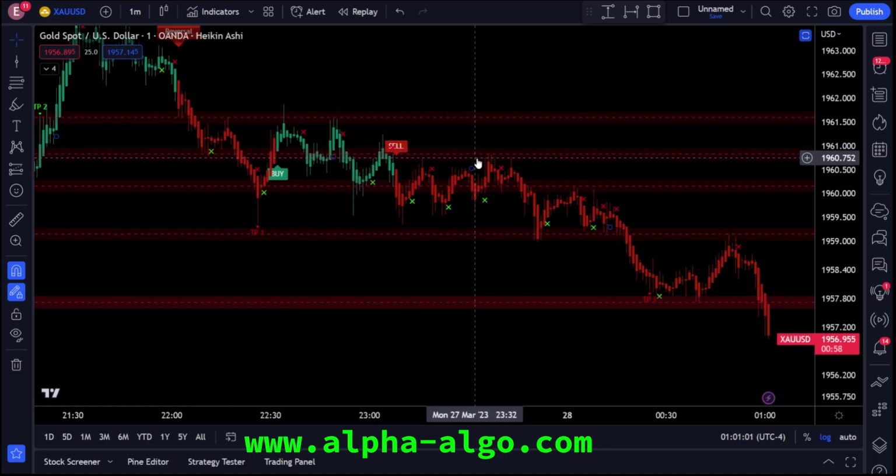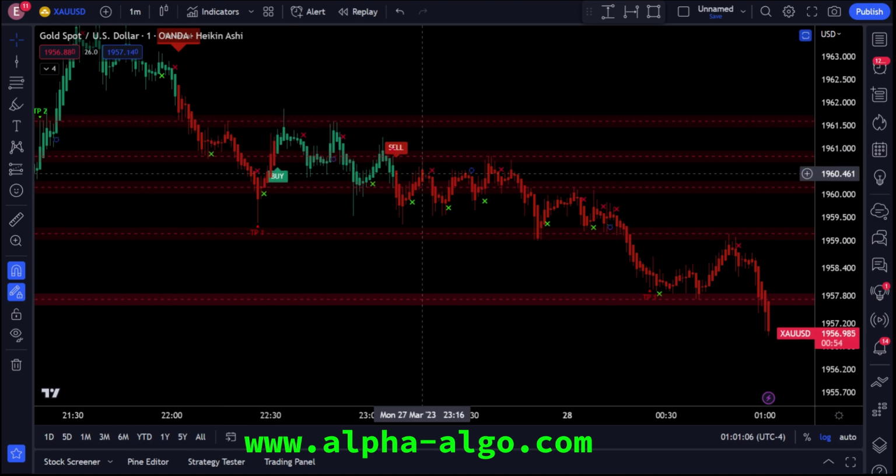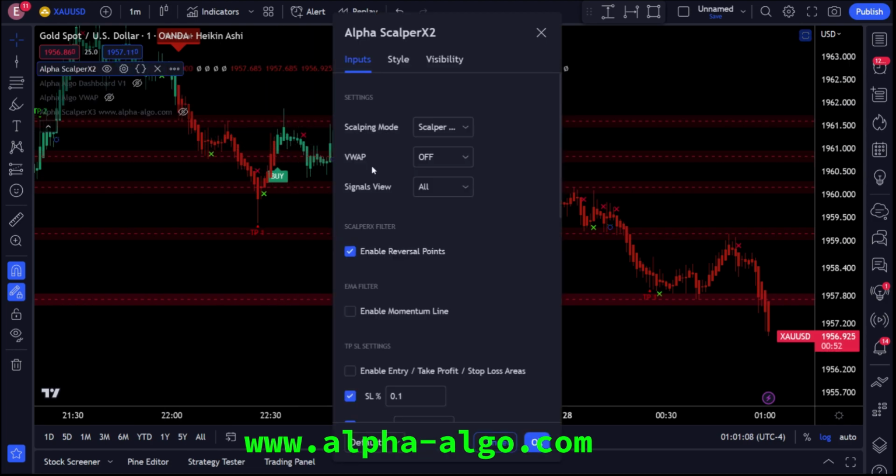The strategy 2 for this one comes with the amazing support and resistance level. Pretty much, buy. You have 3 different types of buy. For example, you have the Scalper Premium, Pro, and Elite. More generally, our traders will use Scalper Premium or Elite.